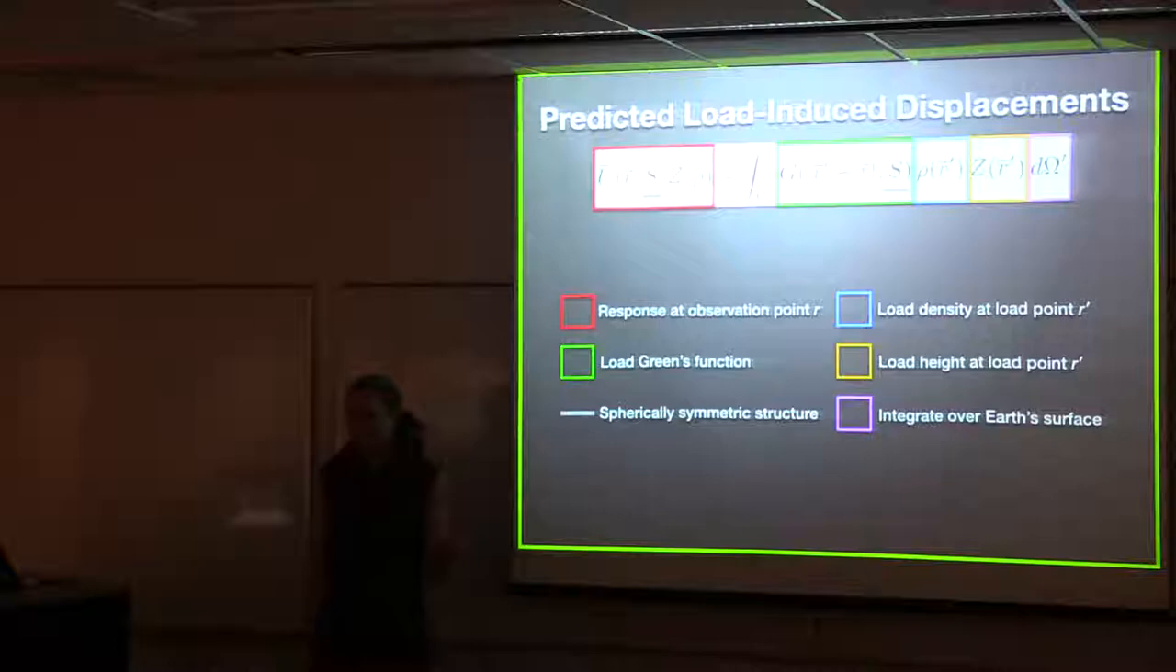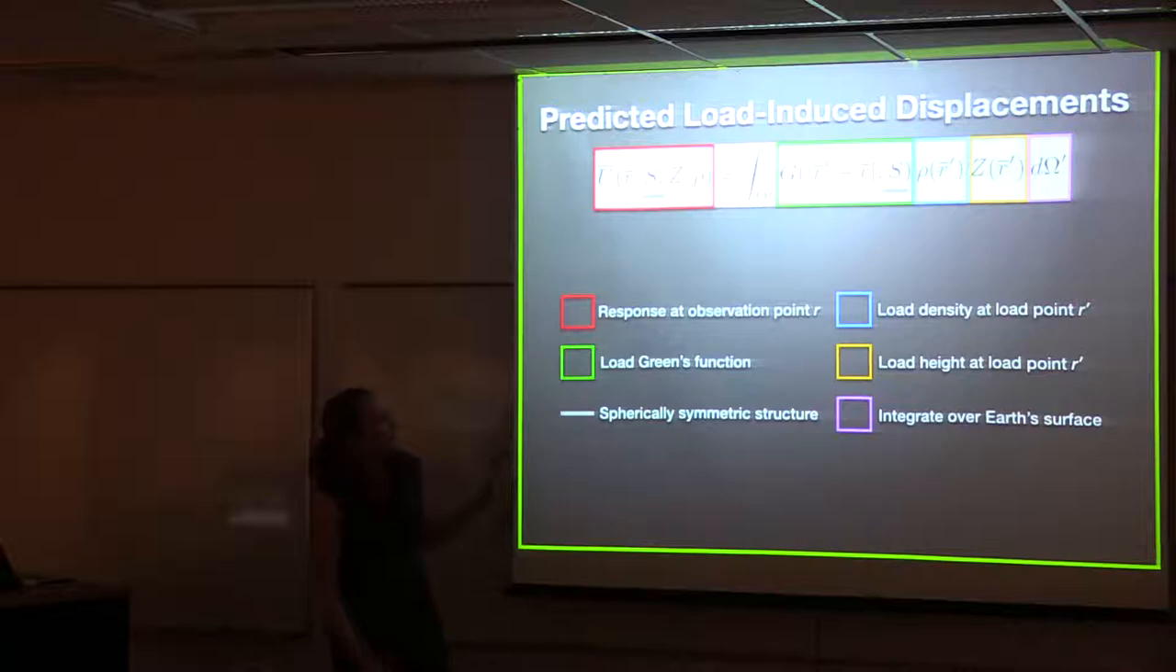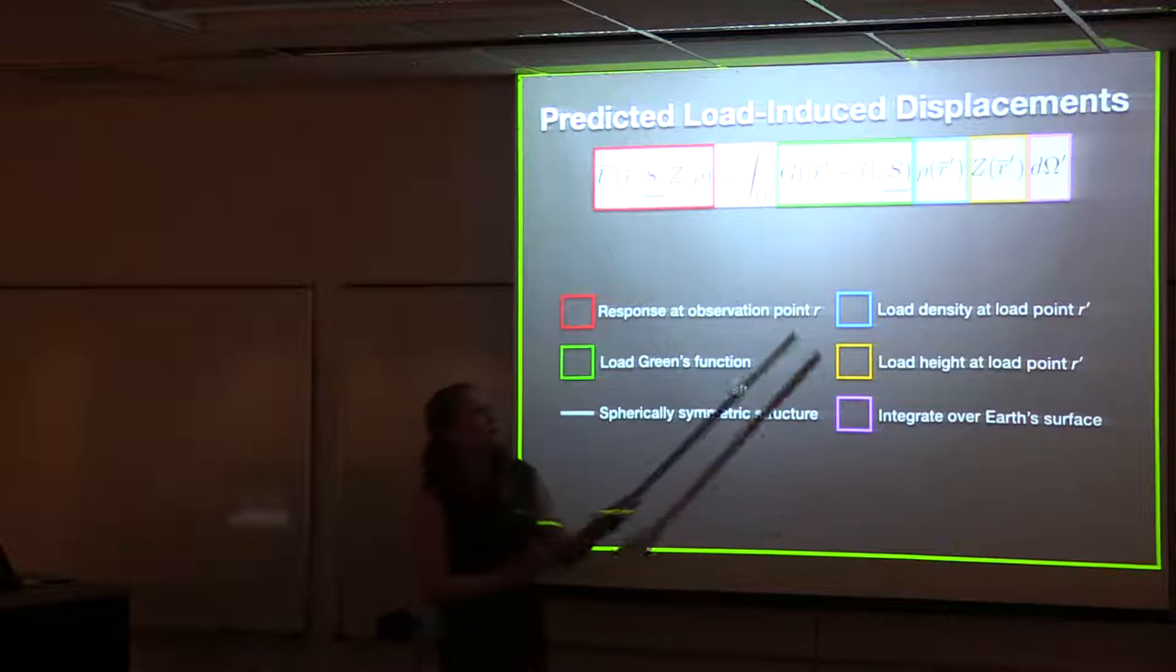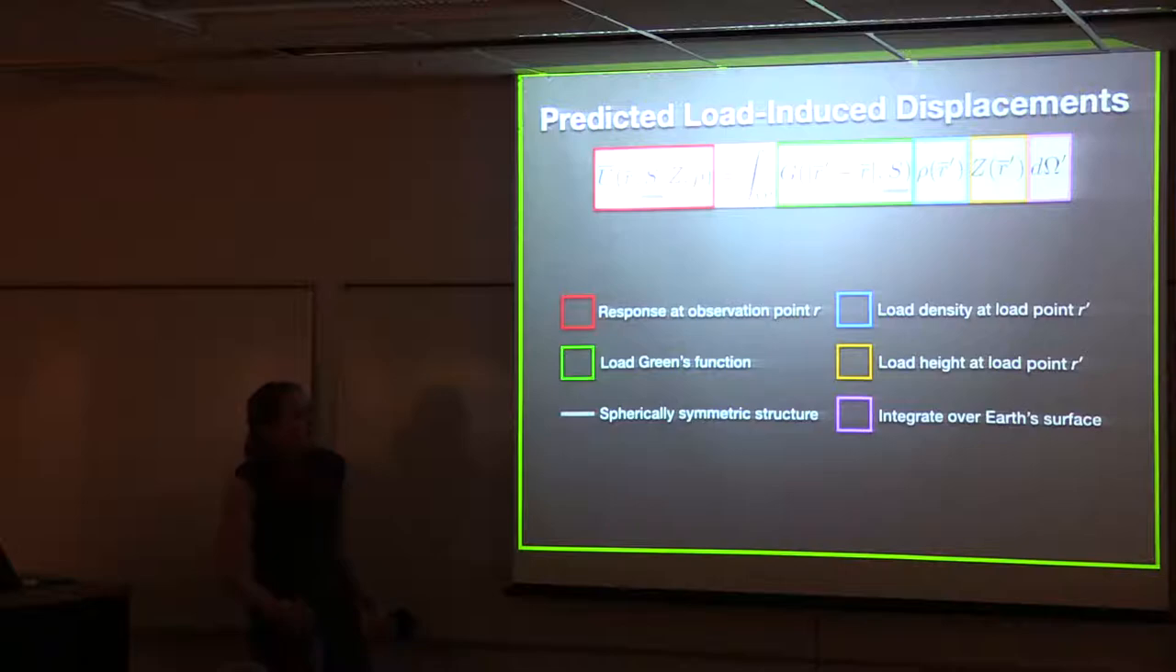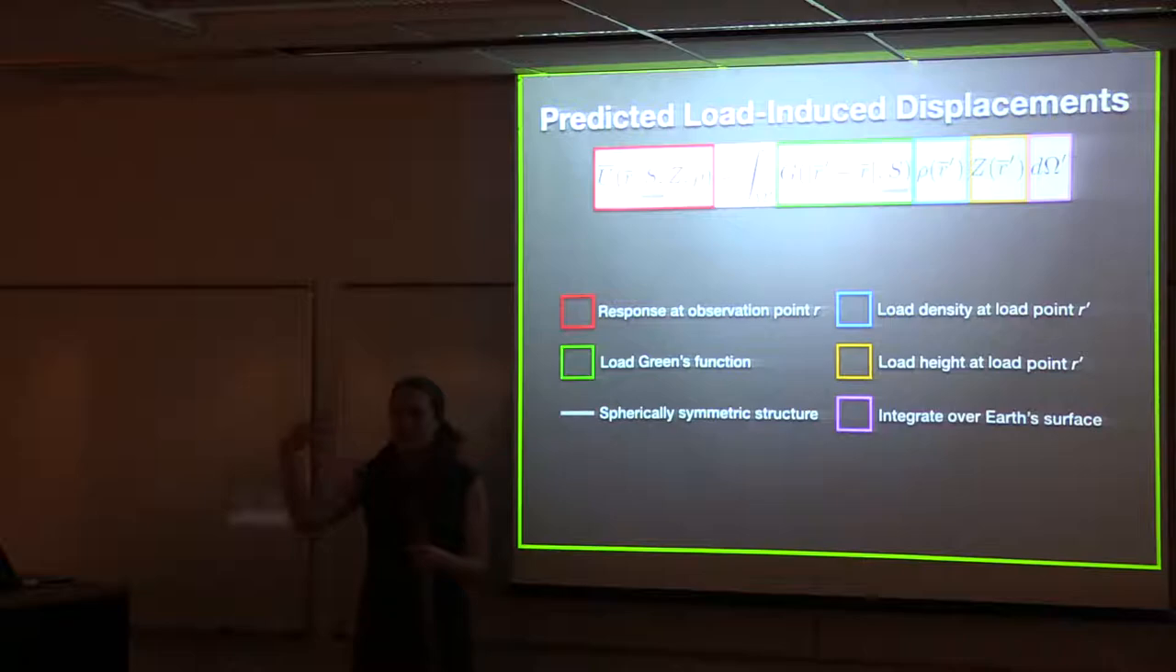And then on the right-hand side is an integral here. In the green box, we have what are called Green's functions. And the Green's function is what contains information about our Earth structure. So essentially, the Green's functions allow us to map our force, which is our load, to the response.